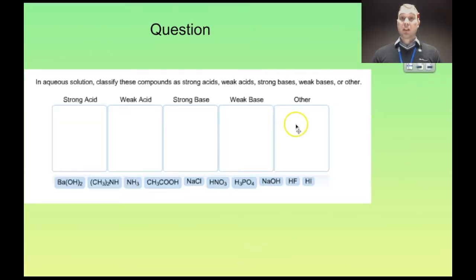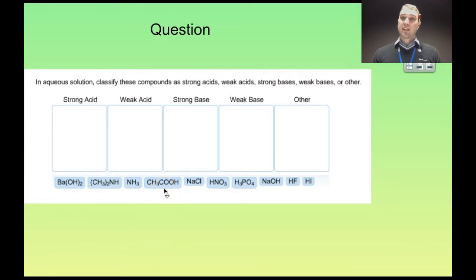So we have a question here. I'm going to ignore the whole other column here, so just ignore that. The question is, in aqueous solution, classify these compounds as strong acids, weak acids, strong bases, or weak bases. And I'm just going to pick a few of these. So, is barium hydroxide a strong acid, weak acid, strong base, or weak base? Is this amine a strong acid, weak acid, strong base, or weak base?